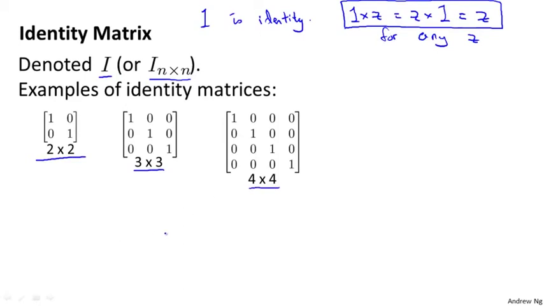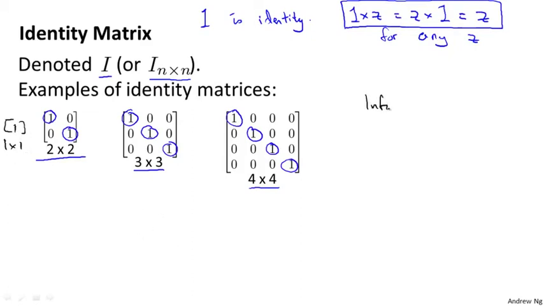So the identity matrix has the property that it has ones along the diagonal, and so on, and a 0 everywhere else. By the way, the 1 by 1 identity matrix is just the number 1. It's the 1 by 1 matrix with just 1 in it, so it's not a very interesting identity matrix.